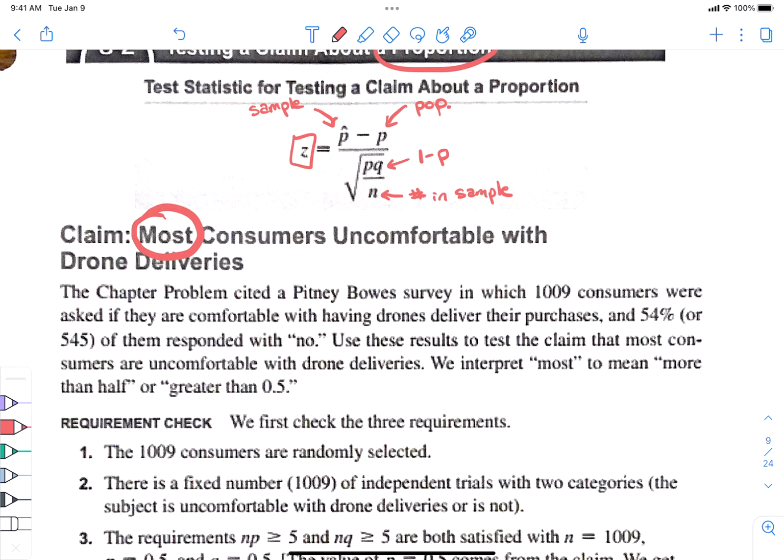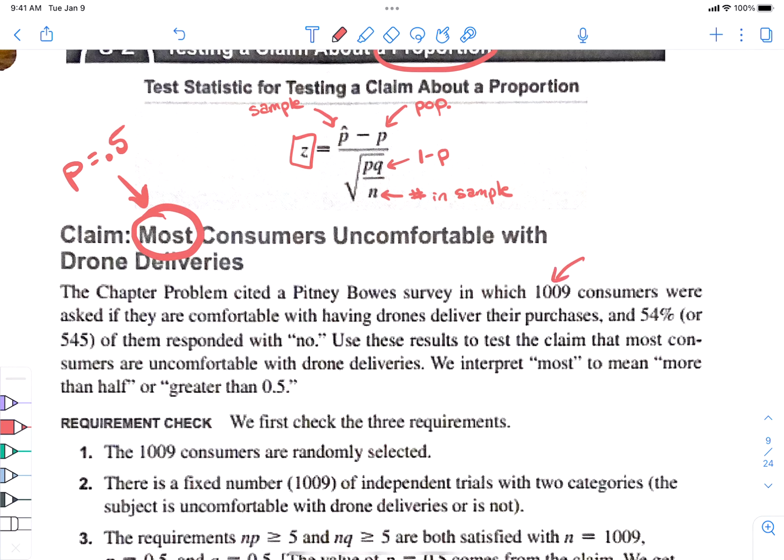But when they say most, circle that word. What does most mean? More than half. So the P that we're going to use is 0.5. It's going to be related to 0.5. Now we don't know equal to, greater than, whatever, right? But we're going to say most. All right. The chapter problem cited a Pitney Bowes survey in which 1,009 customers were asked.